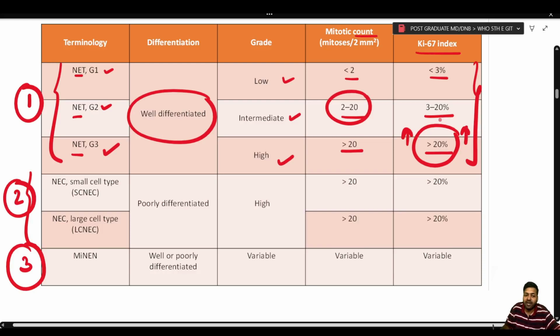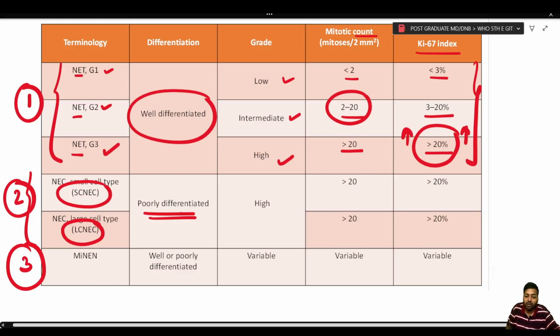So this is about the neuroendocrine tumors, which are well differentiated tumors, which can be divided into low, intermediate and high grade depending on the mitotic count and the Ki67 index. Now the second group is the neuroendocrine carcinoma, and it includes the small cell and the large cell neuroendocrine carcinoma. Morphologically, they are quite different from the neuroendocrine tumor, and they are regarded as poorly differentiated tumors because they do not have the classical architectural features of a neuroendocrine tumor. By default, all of them are regarded as high grade tumors.